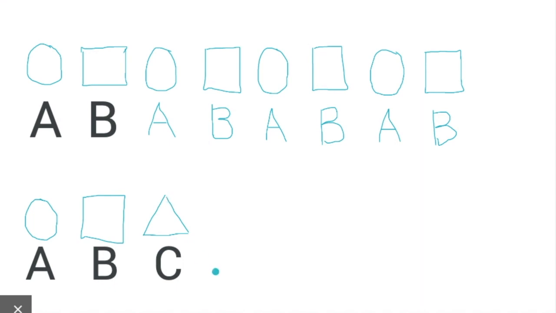There's the triangle. All right, on your whiteboard, I want you to make this ABC pattern all the way down. When you're done drawing your shapes, you know what to do. Label it right underneath with those capital letters.